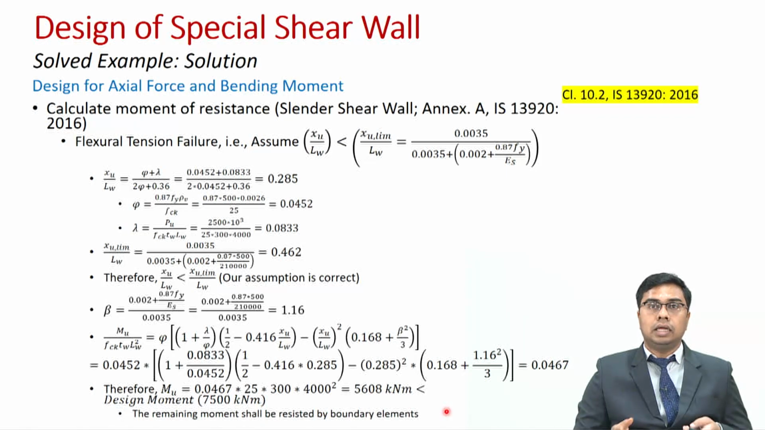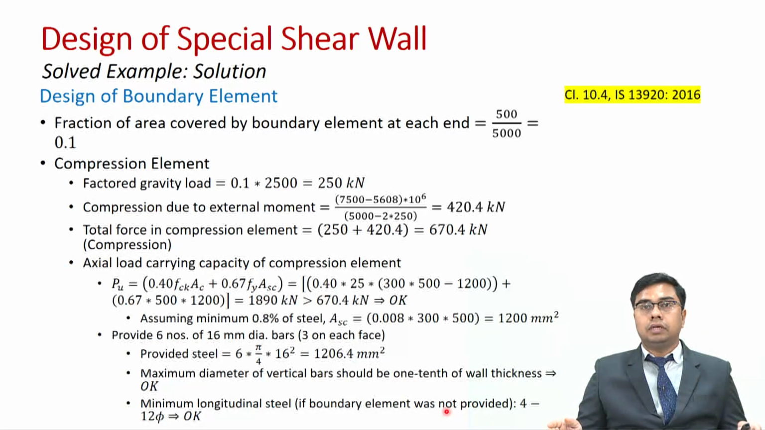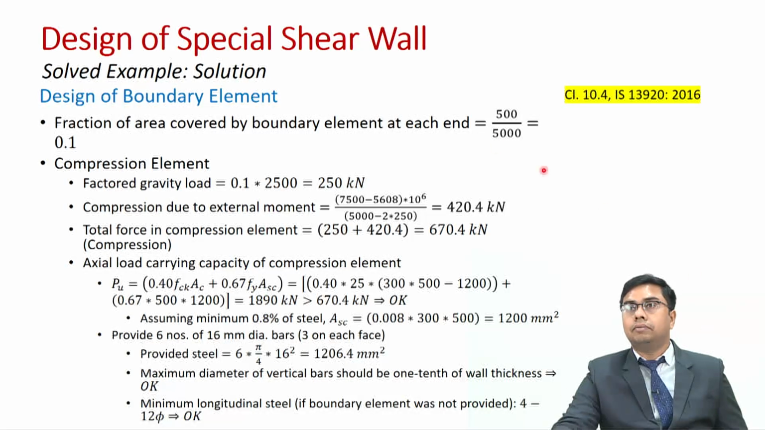We have earlier established that in this case, since our extreme compression fiber had axial stress of more than 0.2 fck, we actually need boundary elements, and in this case we also need boundary elements from the design perspective as well. So let us look into the design of boundary elements. If we carefully look, out of the 5 meter length, 4 meter is covered by the wall. Each boundary element, being 500 mm long, covers a fraction of 0.1 of the area covered by the wall. This is calculated as 500 divided by 5000.